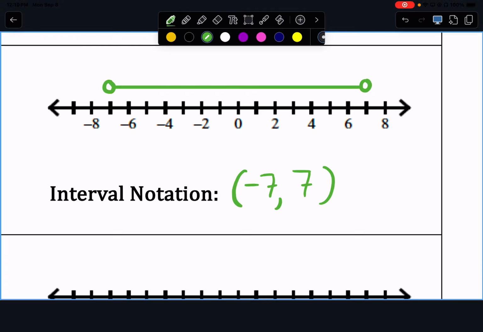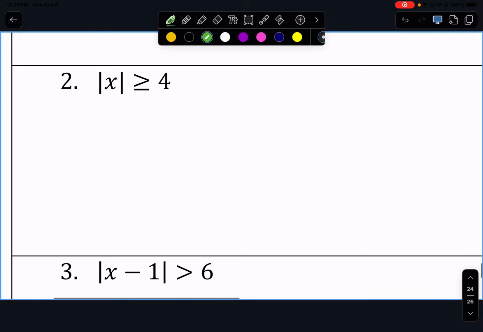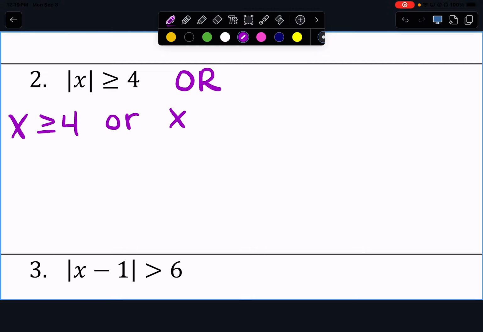Then we're going to look at number 2. Number 2 gives us the absolute value of x is greater than or equal to 4. So we have greater than. Automatically that tells us we're looking at or inequalities. So we keep the first one, or, then we swap our inequality and swap our sign. So x is greater than or equal to 4, or x is less than or equal to negative 4.